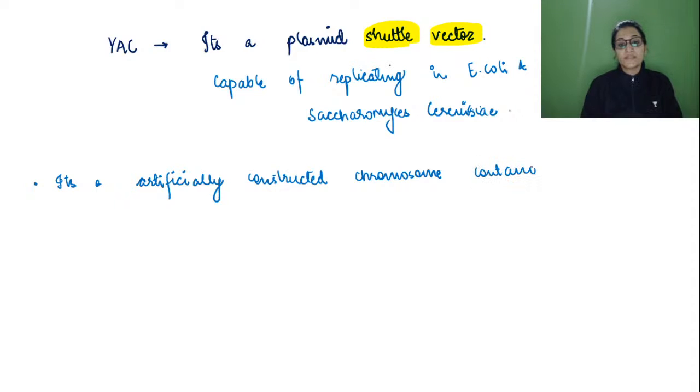What all things is it going to contain? If it's a chromosome, it should contain a centromere. So yes, it has got a centromere. A chromosome has got a telomere. So yes, it has got telomere. Then it has got an autonomous replicating sequence element required for the replication and preservation of yeast artificial chromosome in the yeast cell.